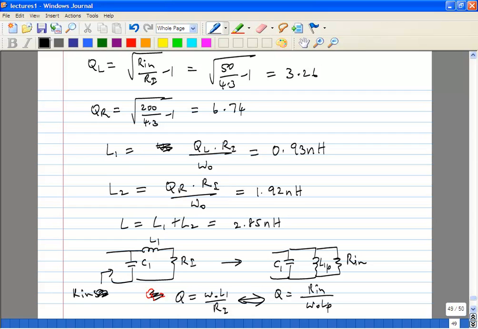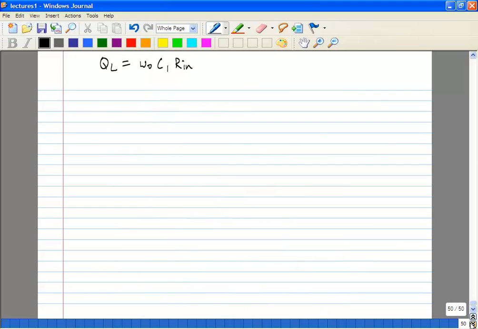So for this parallel network, you know Q. That's what we are doing. Just omega naught C1 Rn. So now automatically C1 is determined. You know all of these. In this case, it happens to be 4.32 picofarads. Is that clear?